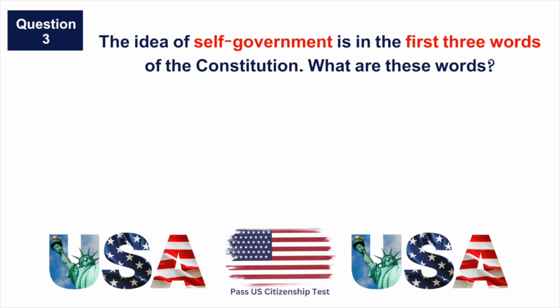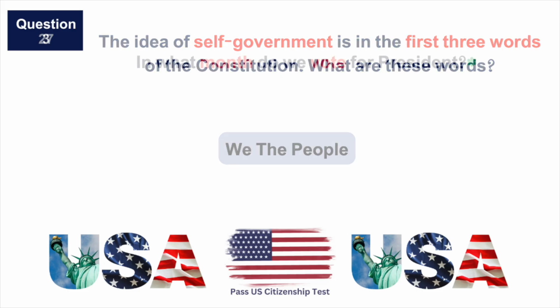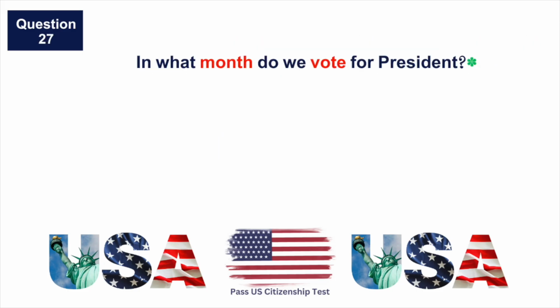The idea of self-government is in the first three words of the Constitution. What are these words? We the people. In what month do we vote for president? November.